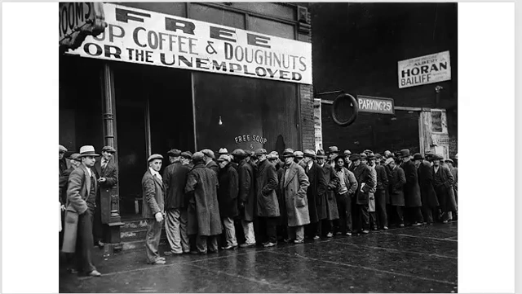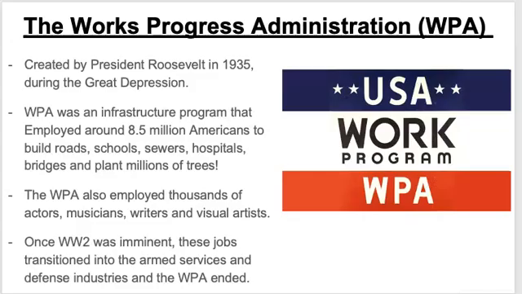Okay, so moving on. Like she said, the Great Depression began with the stock market crash in 1929, and it was made worse by the 1930s Dust Bowl. President Roosevelt in 1935 created the Works Progress Administration, or the WPA, and it put Americans back to work. So it was mostly an infrastructure program that employed around 8.5 million Americans to build roads, schools, sewers, hospitals, bridges, and they planted millions of trees. The WPA also employed thousands of actors, musicians, writers, and visual artists.